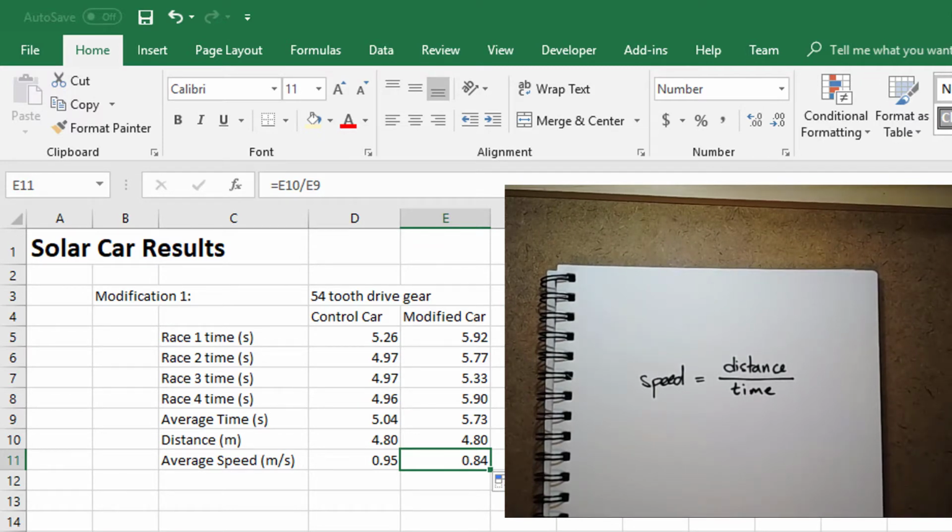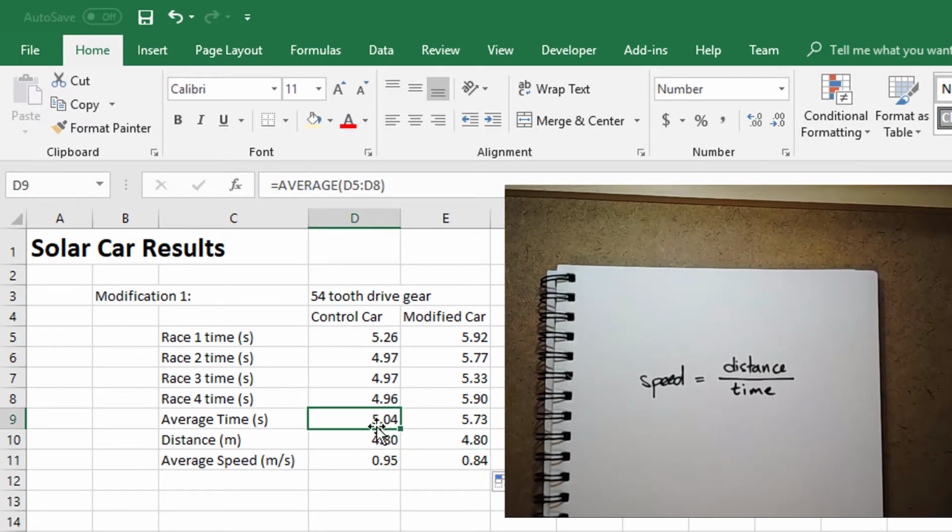So it went 0.84 of a meter. What's that? 84 centimeters? It went 84 centimeters every second. That seems about right, doesn't it? And this one here, my control car, went 0.95 or 95 centimeters every second. Okay, so this wasn't a very good modification, was it? This modification actually slowed my car down. That makes sense, doesn't it?